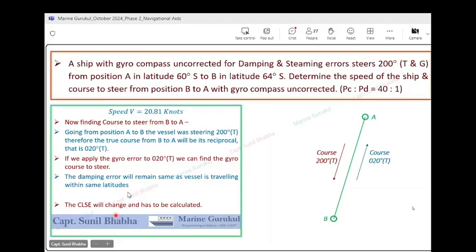Clear up to here, beta? Any doubts? Sir, can I have the previous slide? I just need to take a screenshot.